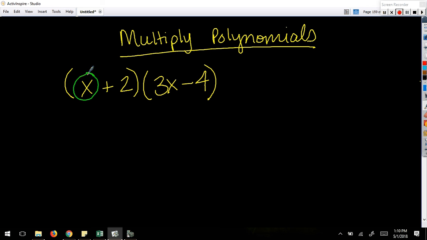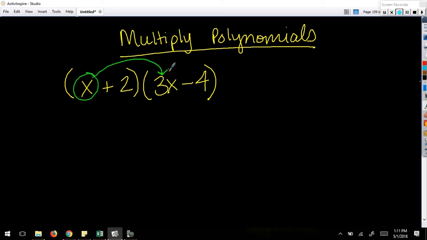And it's important to remember that if there's more than two parentheses here, I never want to work with more than two at a time, okay? I want to stick to just two at a time. So start with your first parentheses, circle the first term. This first term is going to distribute to every term in the second set of parentheses.